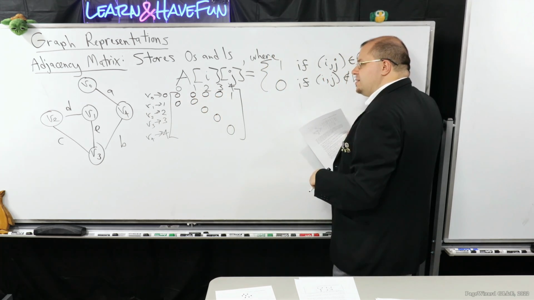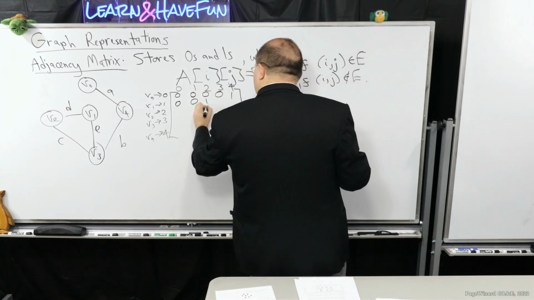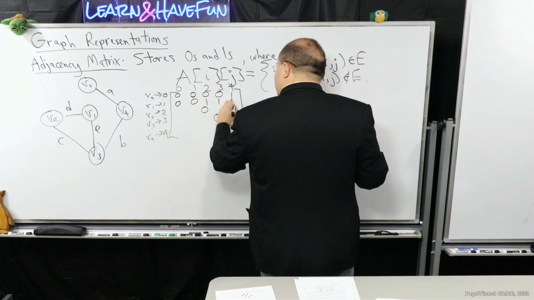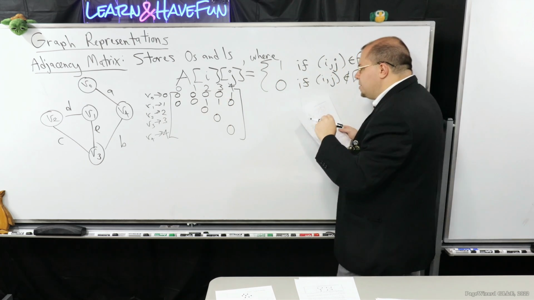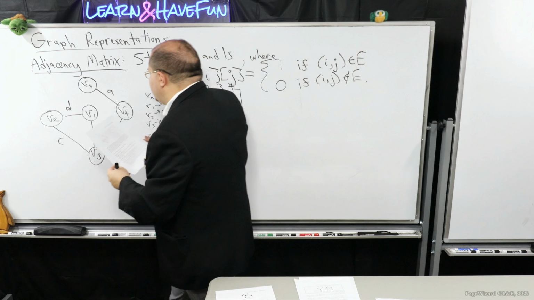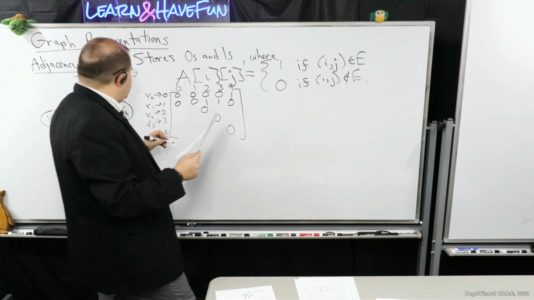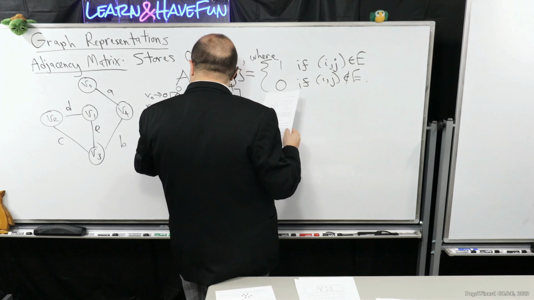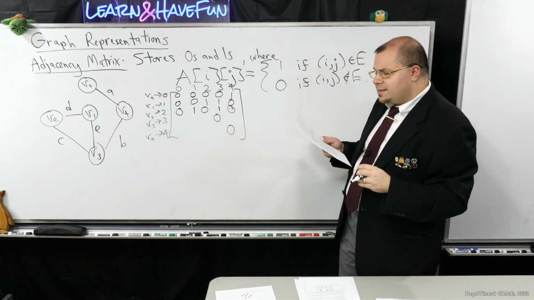Now next, let's look at V1. V1 is adjacent to V2 and V3. So we have V2, V3. It's not adjacent to V4 though, right? Now, vertex 2. Vertex 2 is adjacent to V1 and V3, vertex 1, vertex 3. But it's not adjacent to anything else. Does everybody see that?